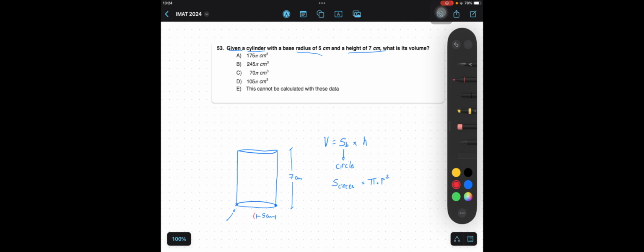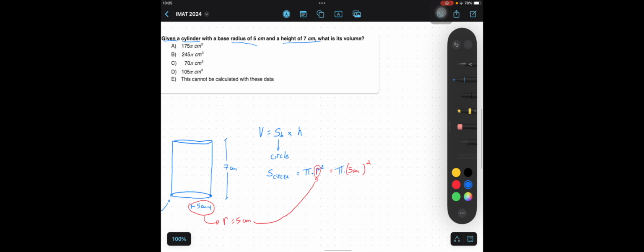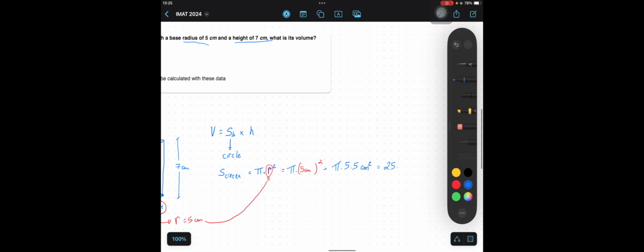What is the radius? The radius is 5 centimeters. Okay, we just put it inside the formula, and then the surface of the circle will be pi times the square of the radius. So the square of the radius will be 5 centimeters to the power of 2. And this gives us what? This gives us pi times 5 times 5. Okay, and centimeters are also squared here. So it's going to be 25 pi. 5 times 5, 25, 25 pi.